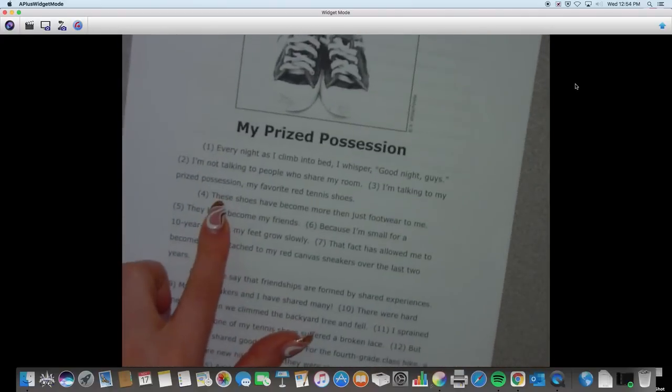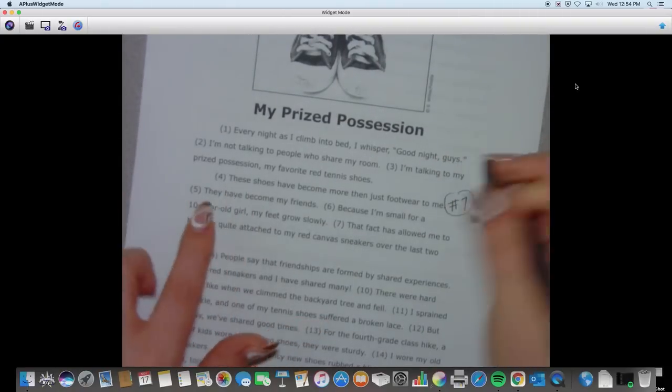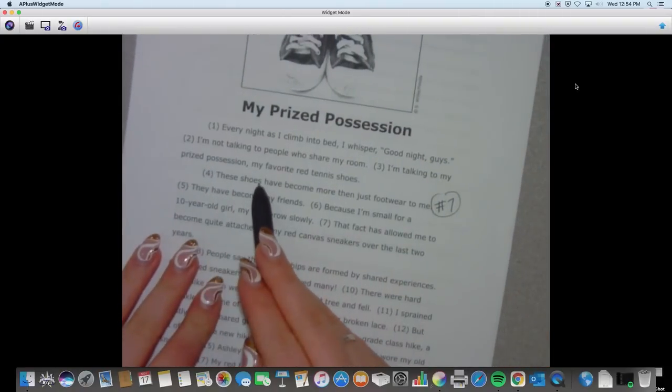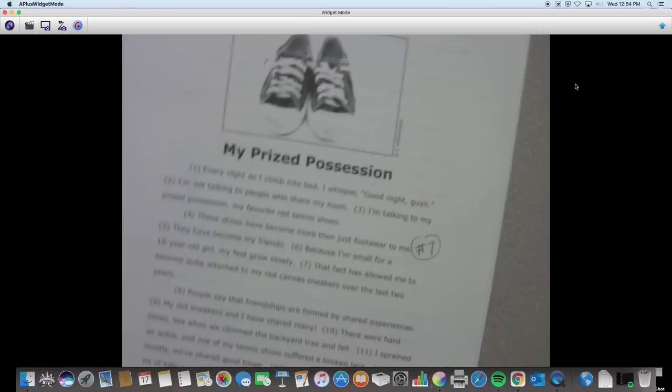Okay, so if I go back here, it looks like sentence 4 is right here. And I'm going to put a number 7, and then we're going to reread the sentence. It says, these shoes have become more than just footwear to me. Okay, now let's look at the answer choices.